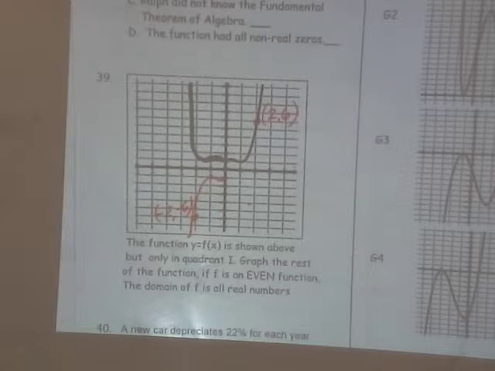Any other questions on 39? Even reflects across the y-axis. Odd reflects across the origin. You said just change the signs of the x and y, right? That would reflect it across the origin, yes.